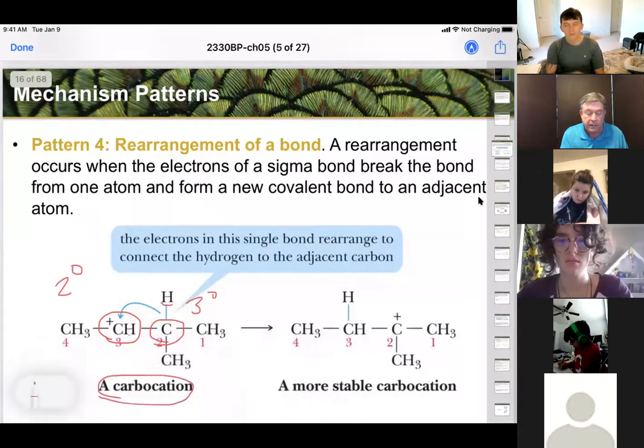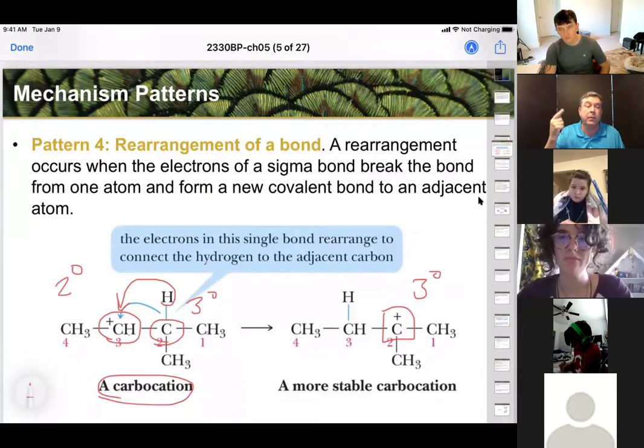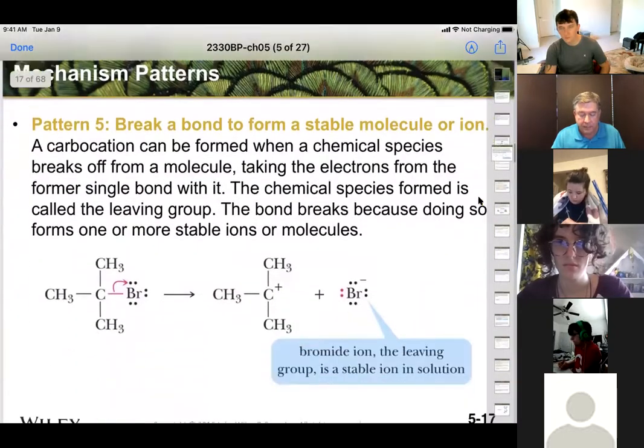So by moving this hydrogen to the secondary carbocation, we can actually get to a tertiary carbocation. Three different carbons bonded to that, it's tertiary. Tertiaries are more stable. That's the driving force for this bond rearrangement. So we have add a proton, take a proton away, act as an acid base, nucleophile, electrophile, rearrangement. Okay, the last one does happen quite a lot.